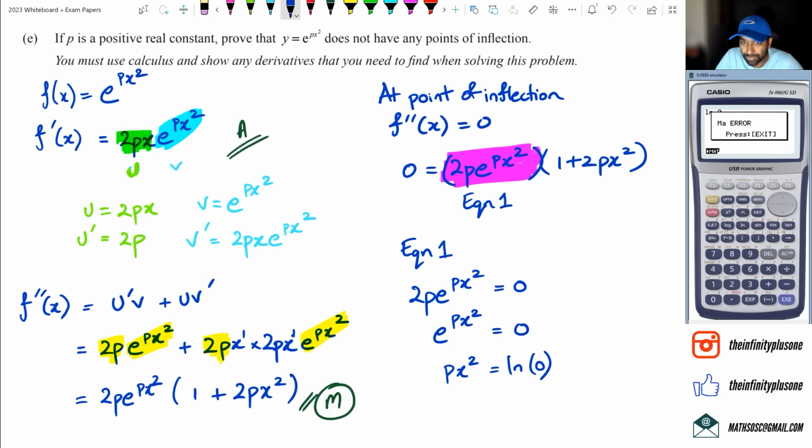And if you think about it in a different way, an exponential curve, and if you look at p as a positive real constant, that basically means, I'm going to try and show you why it can't equal 0.